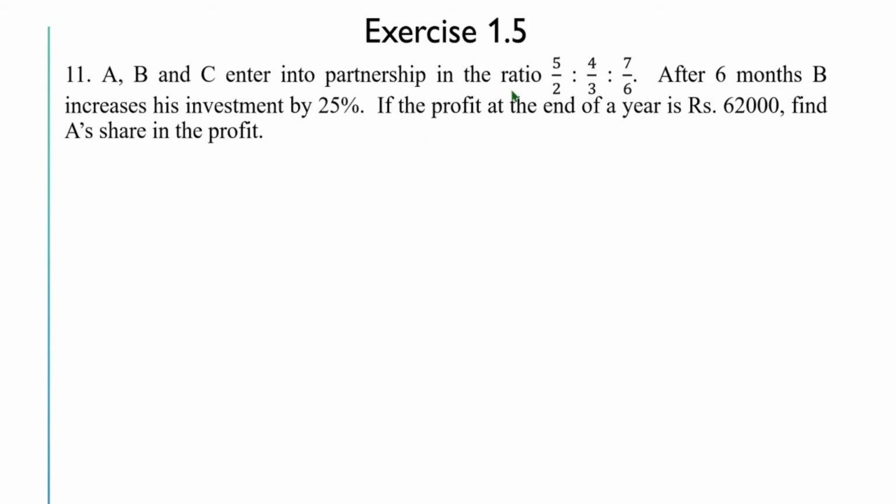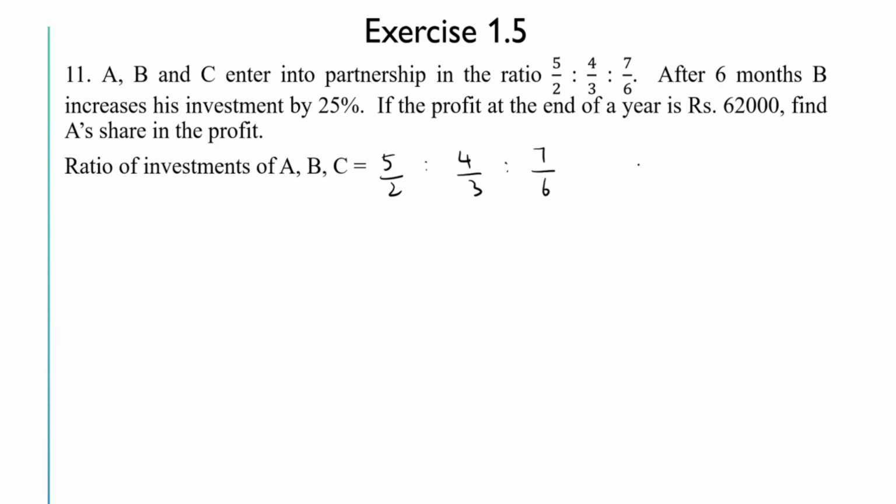So here they have given the ratio in which they have entered into partnership, and what happens after 6 months? B increases his investment by 25%. They have given the total profit at the end of the year. We have to find A's share in the profit. So the ratio of investments of A, B and C is given as 5/2 : 4/3 : 7/6.